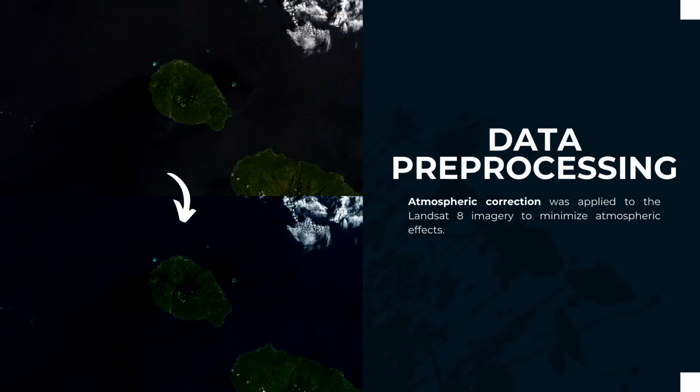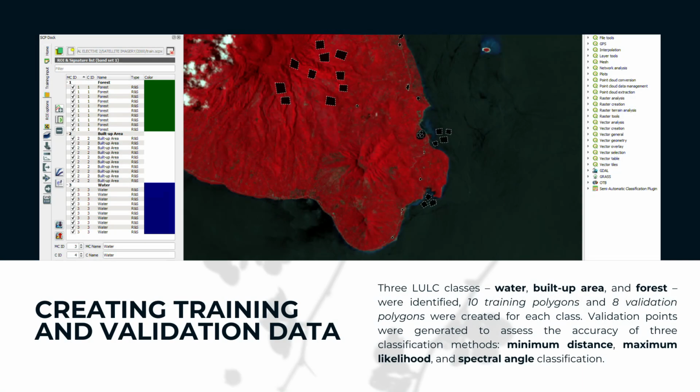Atmospheric correction was applied to the Landsat 8 imagery to minimize atmospheric effects. 3 LULC classes, water, built-up area, and forest, were identified. 10 training polygons and 8 validation polygons were created for each class. Validation points were generated to assess the accuracy of 3 classification methods: minimum distance, maximum likelihood, and spectral angle classification.